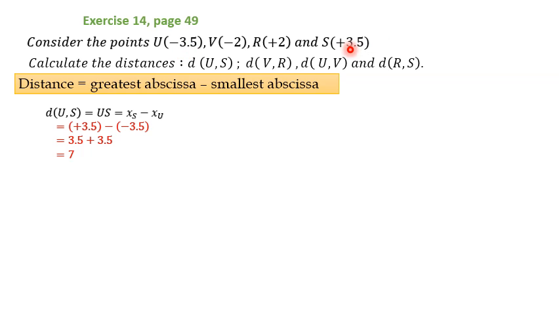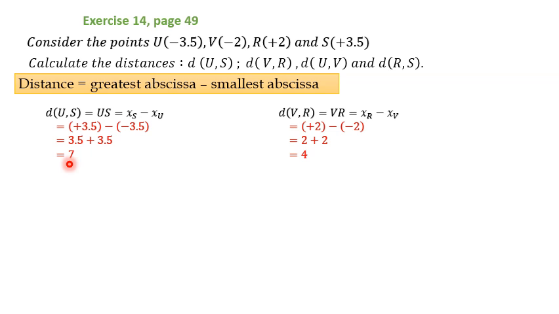U is minus 3.5 and S is plus 3.5. I always say it's the greatest number minus the smallest number, and we know that positive is always greater than the negative number. So it's plus 3.5 minus minus 3.5. Minus minus can be replaced by a plus sign. So 3.5 plus 3.5 equals 7.